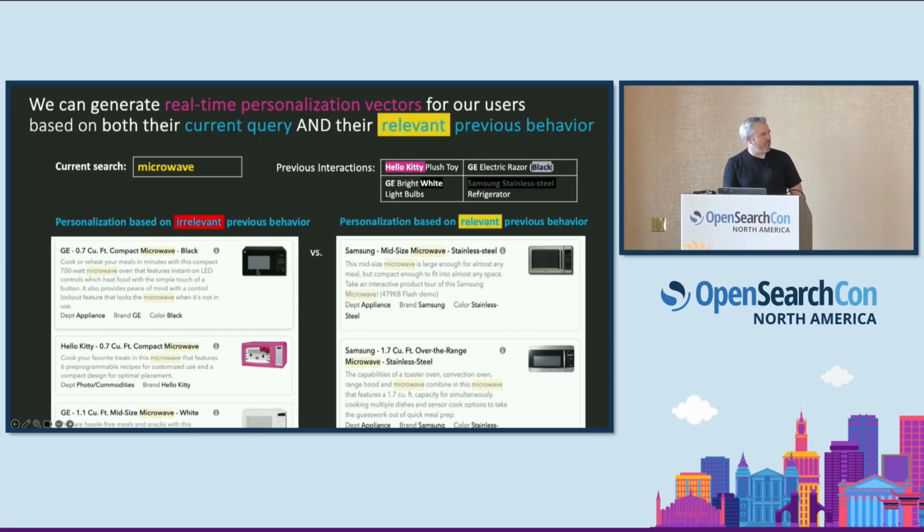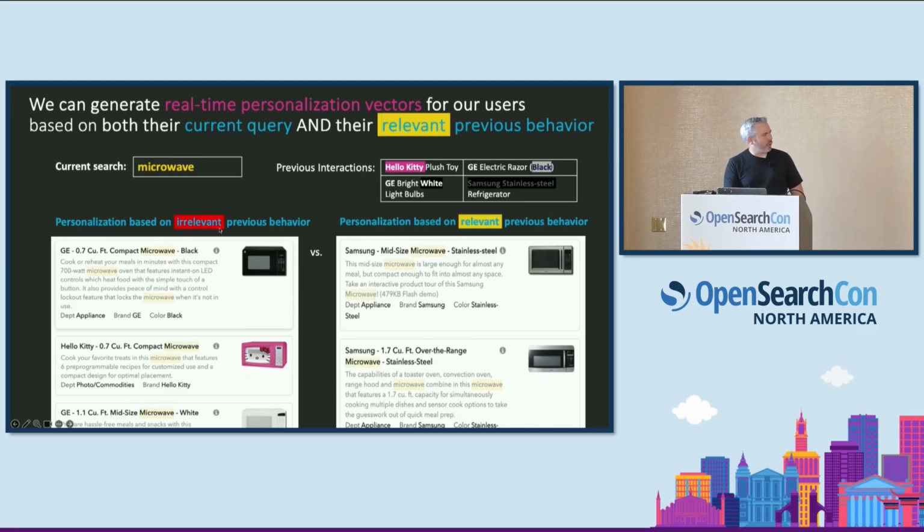A black GE microwave, because they previously searched for something from GE, a razor, and it was black. I see a Hello Kitty microwave. Why? Because they searched for a Hello Kitty plush toy. If all of the searches they ever ran should be considered, these would be good results. But if they've previously searched for a stainless steel refrigerator and now they're searching for a microwave, most likely they would prefer to see a Samsung stainless steel microwave, which you see on the right.